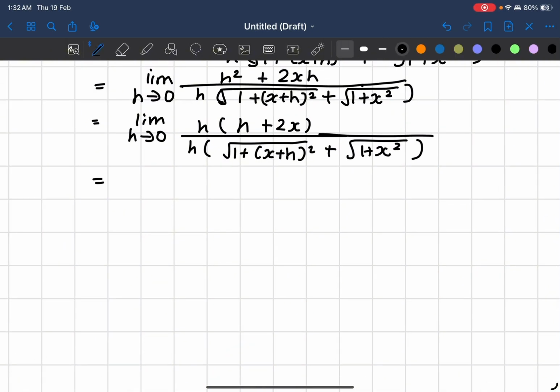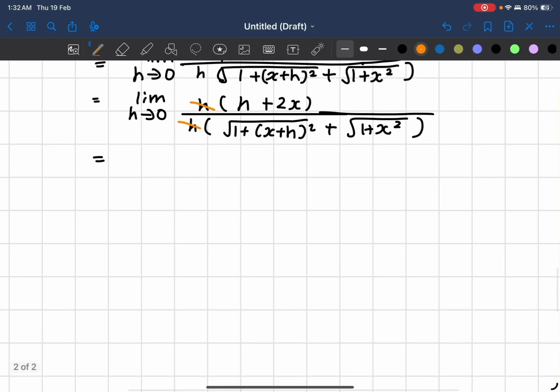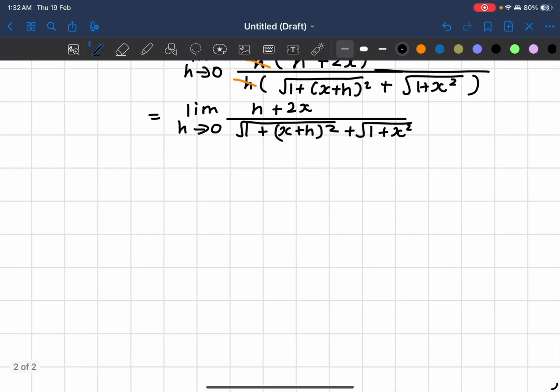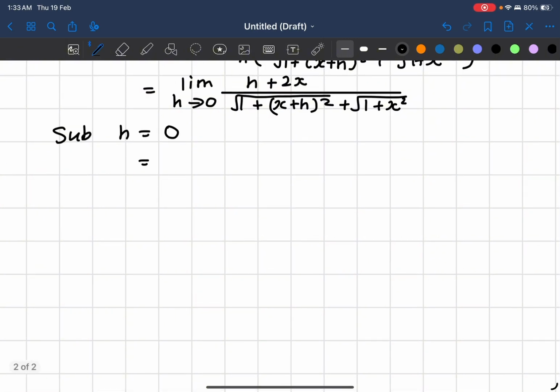Okay, now we can cancel these two h's out, which is going to leave us with the limit as h goes to 0 of h plus 2x over the square root of 1 plus x plus h, plus the square root of 1 plus x squared. And now we can do that same thing, take h as 0, so we can sub h equal to 0, and that's going to give us 0 at the top, so we're just going to be left with 2x.